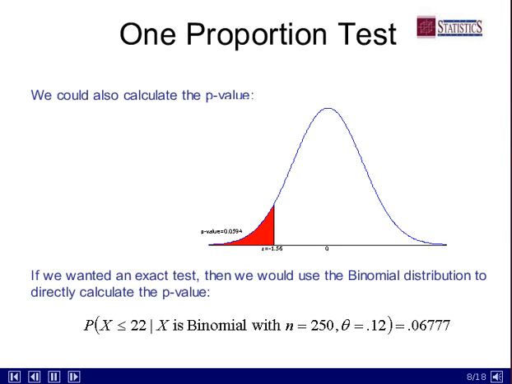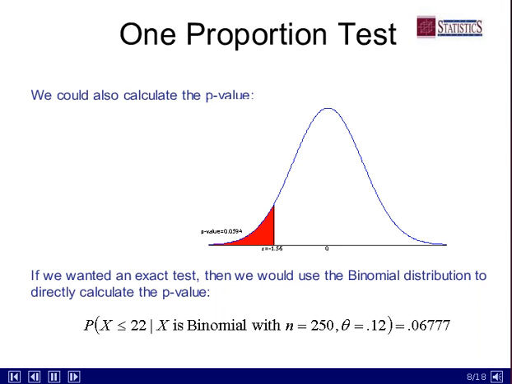If we wanted an exact test, then we could use the binomial distribution. As I mentioned, that is the true distribution, and we directly calculate the p-value without formulating a test statistic per se, by just finding the probability that x is less than or equal to 22, because we saw 22 exceedances, assuming that x is a binomial random variable with n of 250 and theta of 0.12.